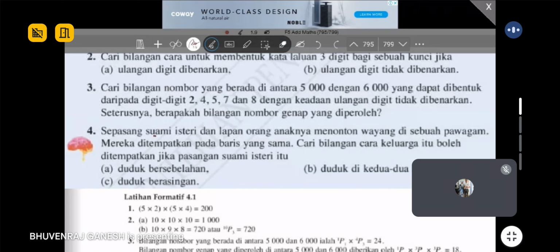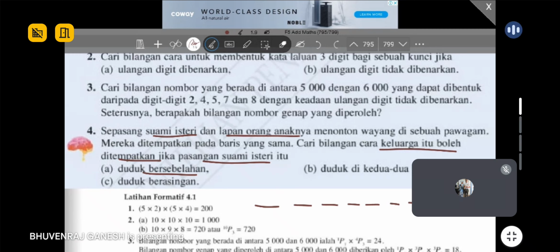So soalan 4, guys. They say that suami isteri and 8 orang anak. So total you got 10 people. They want to arrange all of these people. They say that the wife and husband sit side by side. So berapa cara saya boleh susun semua ni? How many ways? 1, 2, 3, 4, 5, 6, 7, 8, 9, 10. So total you got 10.